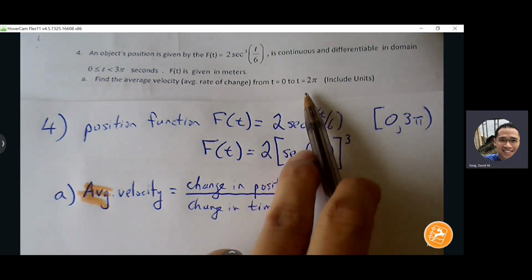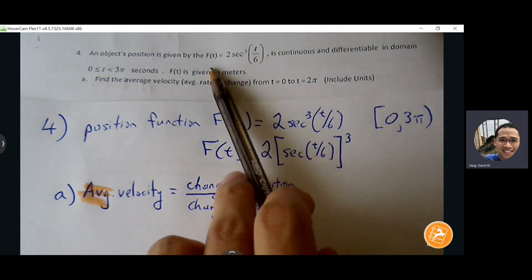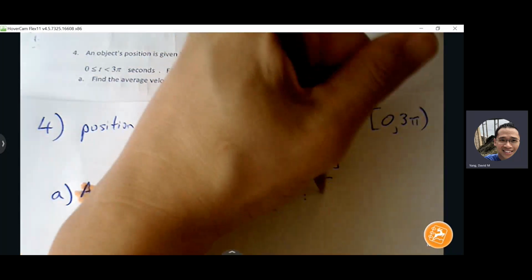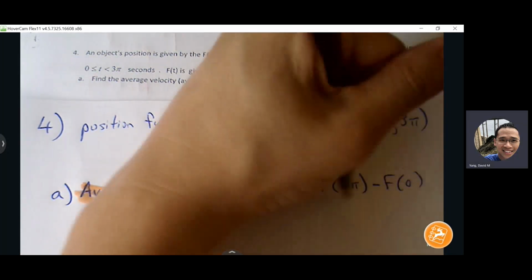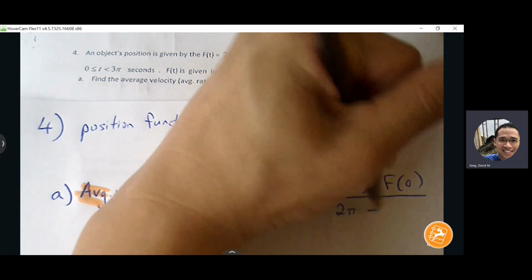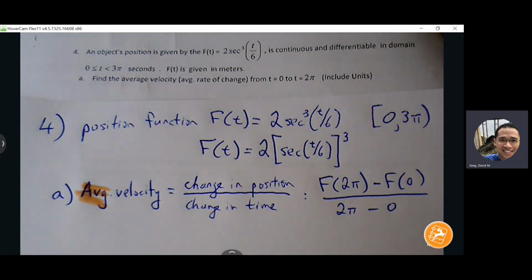So we have our endpoints 0 and 2 pi. We just have to find the slope between the endpoints. So change in position over change in time: f of 2 pi minus f of 0 over 2 pi minus 0. That's what we're looking for. Change in position over change in time.